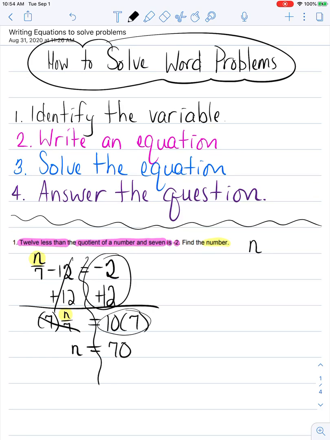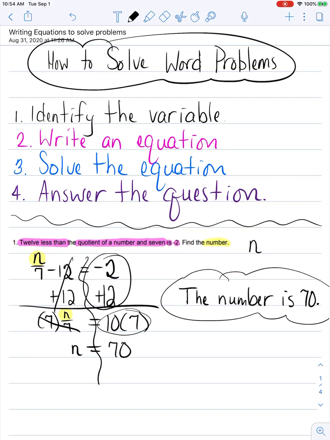And lastly, answer the question. So find the number. I'm going to write a sentence. The number is 70. So in this case, the actual solution to the equation was my answer to the question. So let's try a few more.